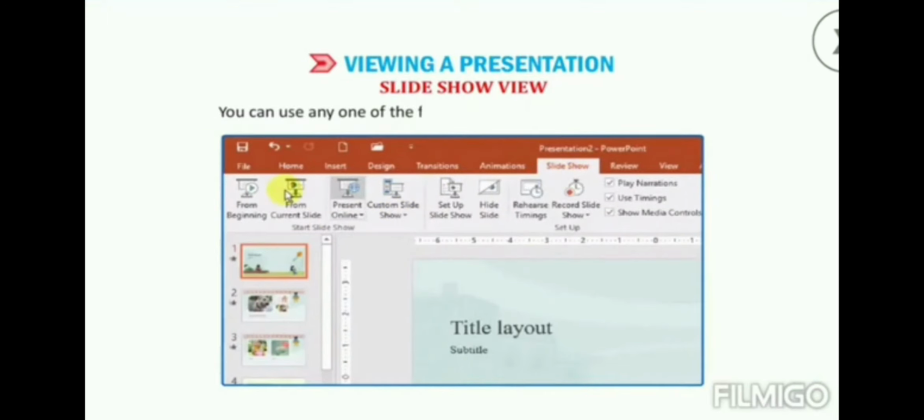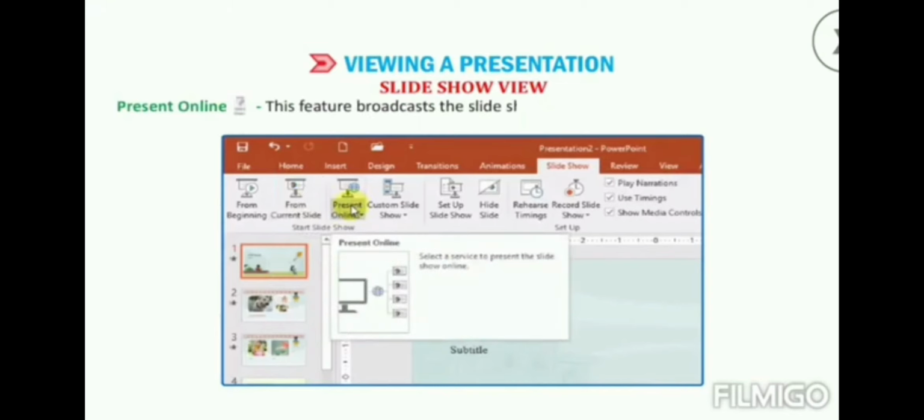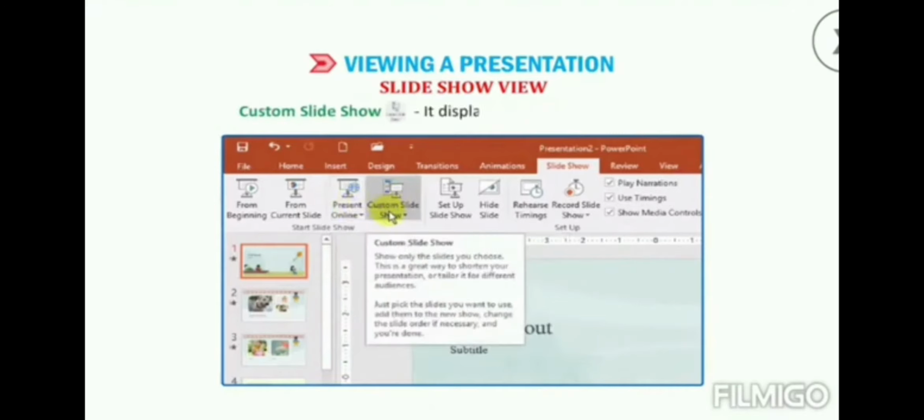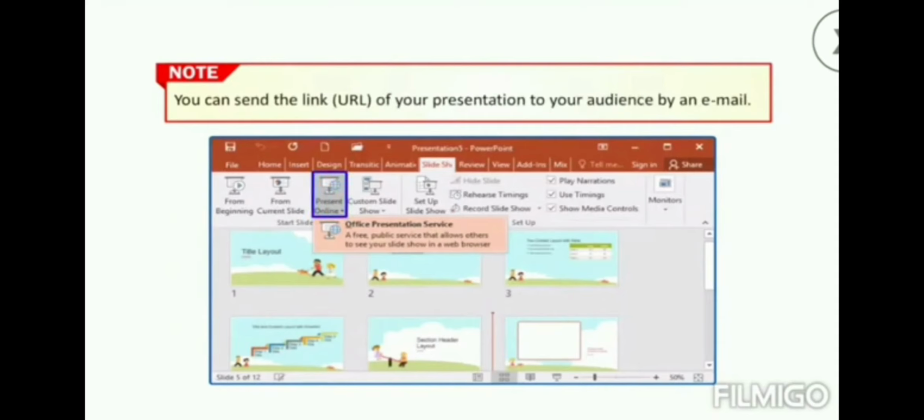You can use any one of the following options to run the slideshow. From beginning, starts the slideshow from the first slide. From current slide, starts the slideshow from the current slide. Present online, this feature broadcasts the slideshow to remote viewers who can watch it through a web browser. Custom slideshow, it displays only the slides you select. You can also use the F5 key to view the slideshow. Students, note the fact that the present online feature requires a network service to host the slideshow. You can send the link URL of your presentation to your audience by email.